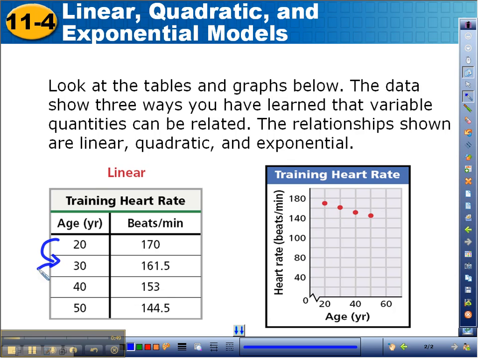You guys have learned that when you have a constant change in your x's, that correlates to a constant change in your y's. We call that a constant rate of change. So from a table you can tell because of constant rate of change. From a graph you can tell because it graphs as a straight line.